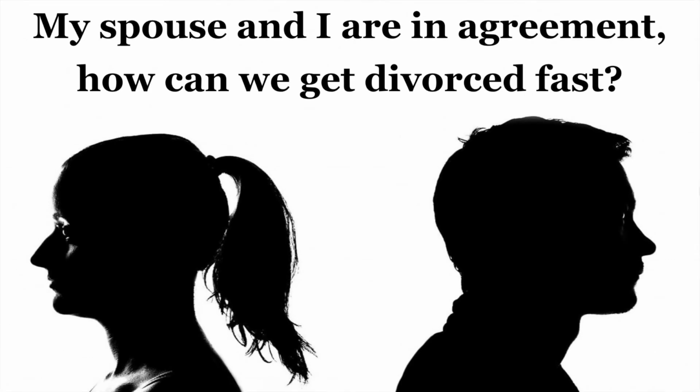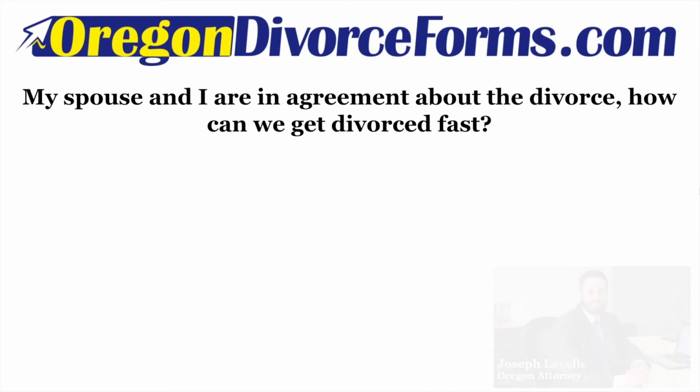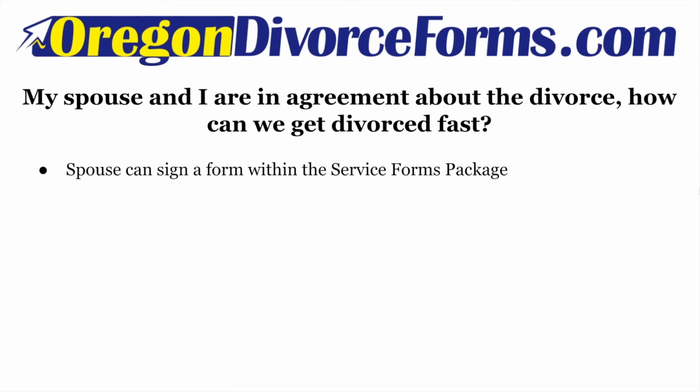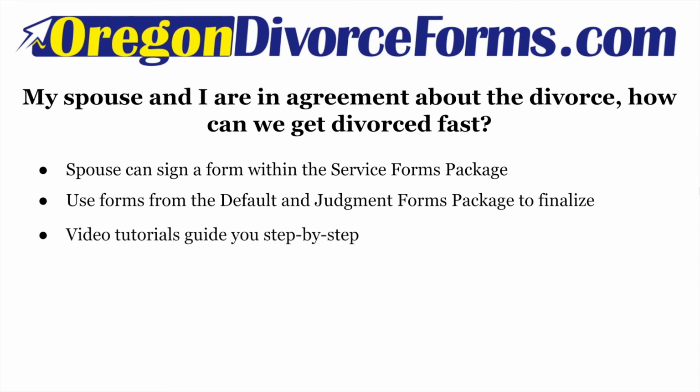My spouse and I are in agreement about the divorce. How can we get divorced fast? If you and your spouse are in agreement with divorce, after the petition is filed, your spouse can sign and date a form within our service forms package. If your spouse agrees to sign this form, you can finalize the divorce quickly. Once this form is filed with the court, you can use our judgment forms from the default and judgment forms package to file the judgment that will finalize the divorce. Our video tutorials guide you through this process step by step.